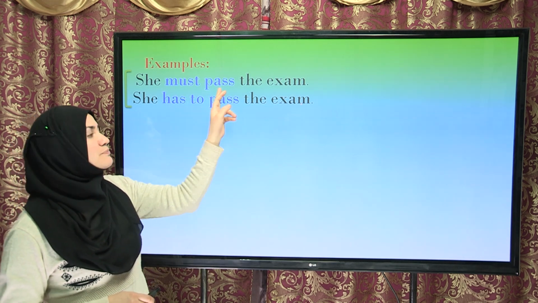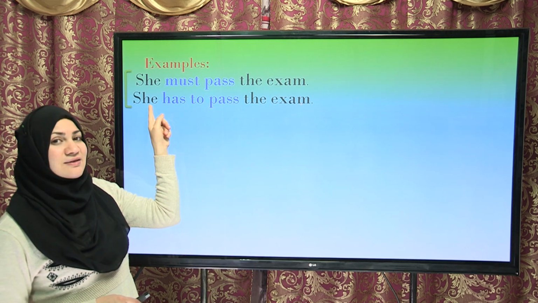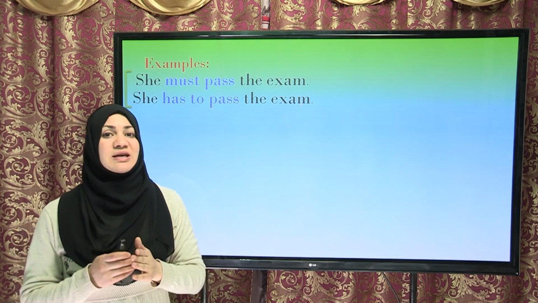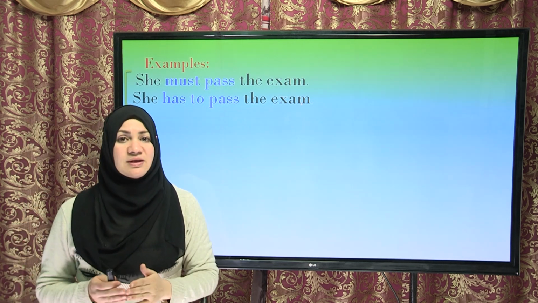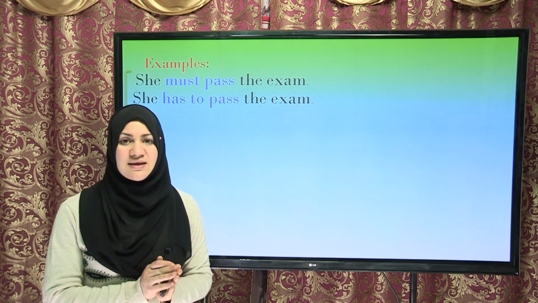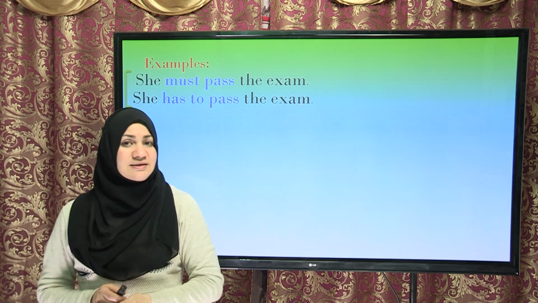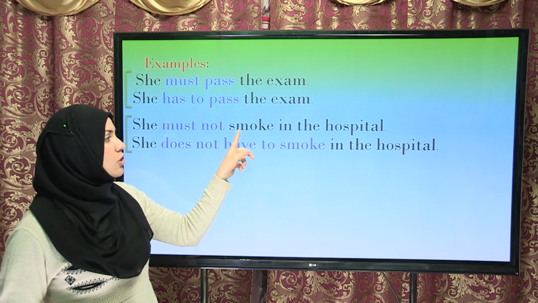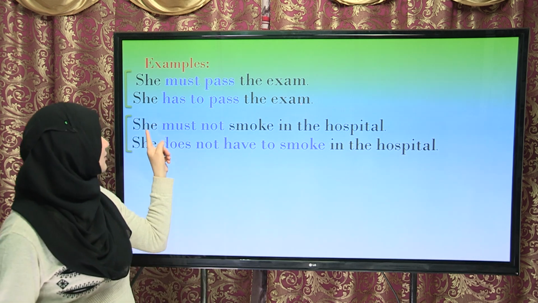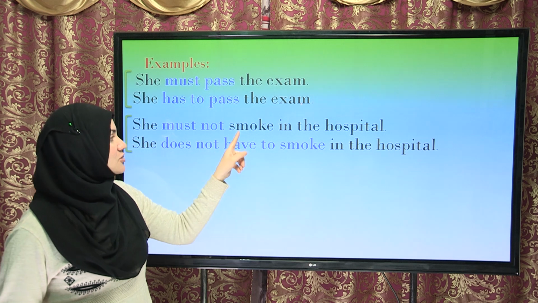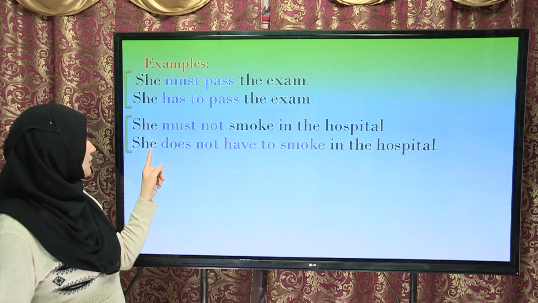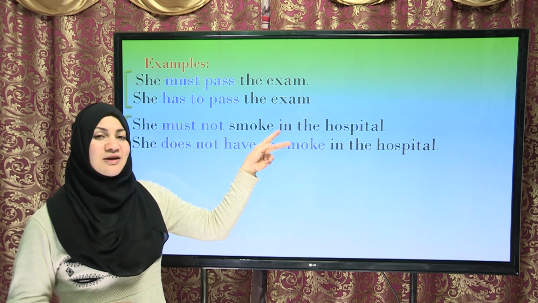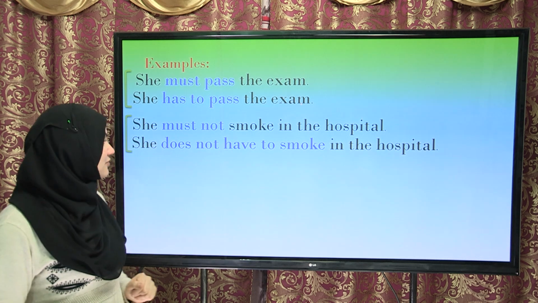It means we say she must pass the exam. But look at the second sentence. She has to pass the exam. Yes, this sentence also expresses obligation. But here, maybe the government obliged you to pass the exam. She has to pass the exam. The second: she must not smoke in the hospital. You see here? She mustn't or she must not smoke in the hospital. She doesn't have to smoke in the hospital. Yes, both express obligation, but in negative.